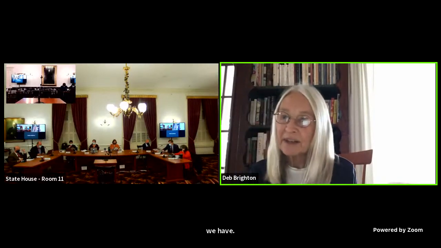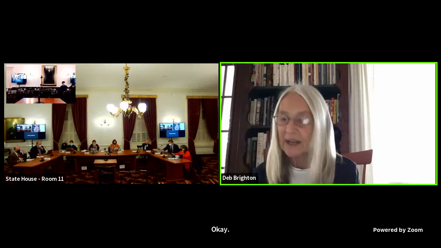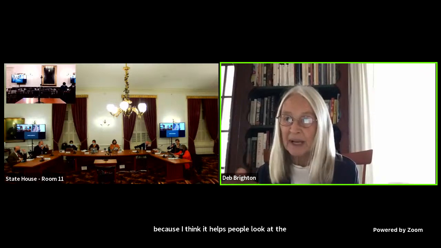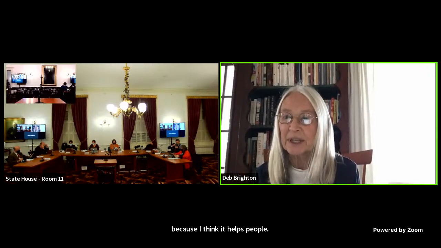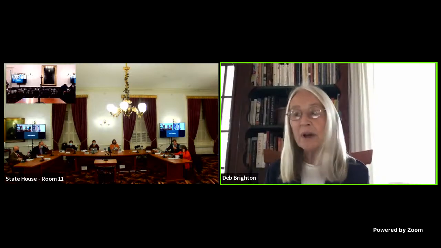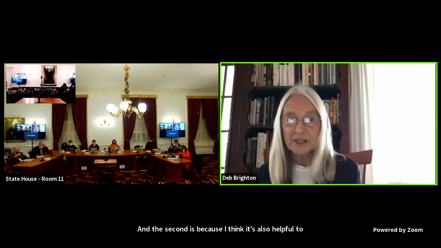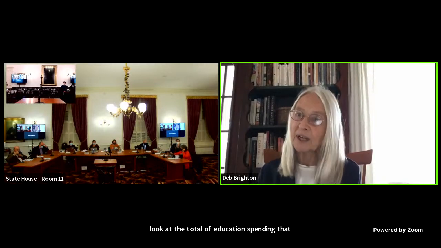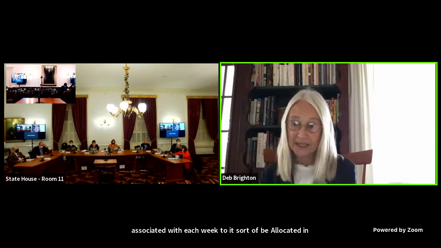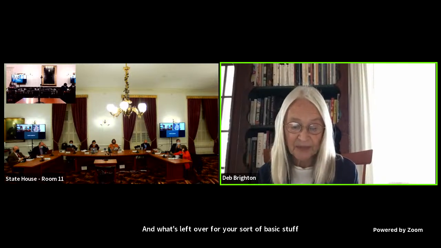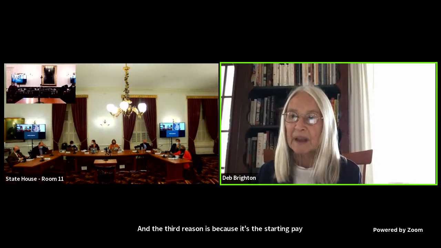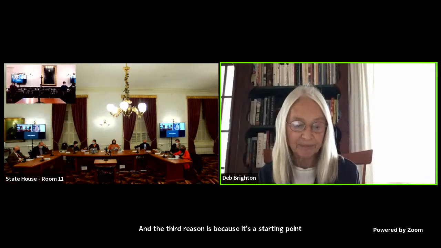And I wanted to start there for three reasons. One is because I think it helps people look at the different weights and consider whether each one is reasonable or not. And the second is because I think it's also helpful to look at the total of education spending that would be associated with each weight, and what's left over for your basic student education. And the third reason is because it's a starting point for the cost equity approach.